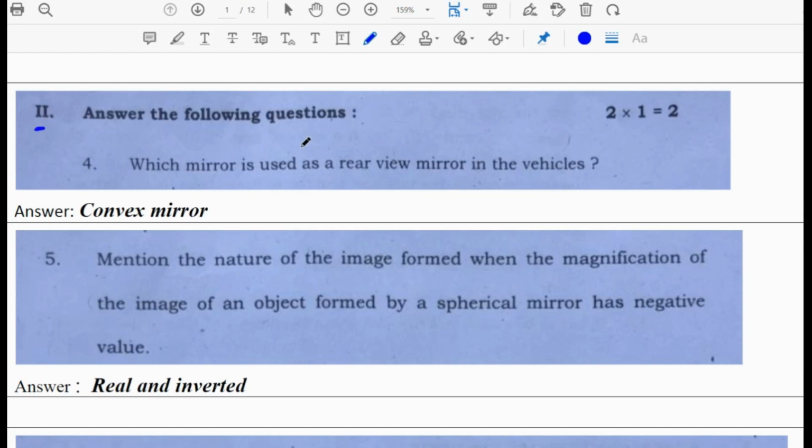Second section, answer the following questions. Which mirror is used as a rear view mirror in vehicles? The correct answer is convex mirror. Fifth question, mention the nature of the image formed when the magnification of the image of an object formed by a spherical mirror has a negative value. When the magnification has a negative value, the image of the object will be real and inverted. If it is a positive value, the image will be erect and virtual. This is extra information, students.